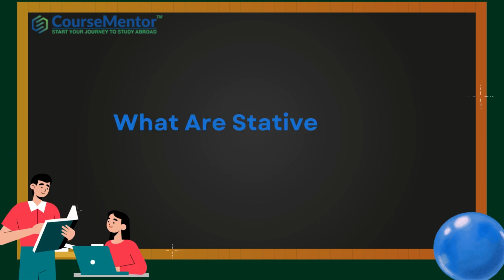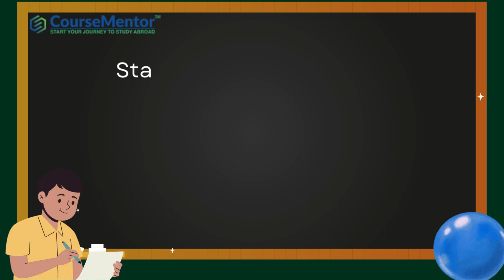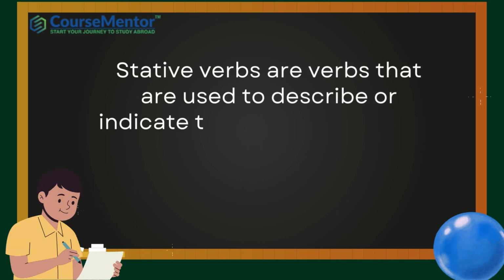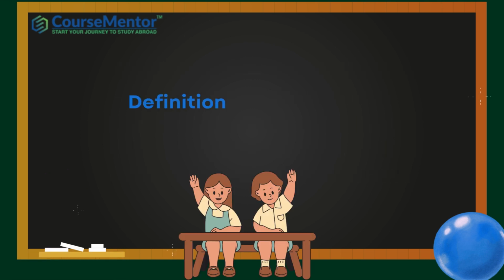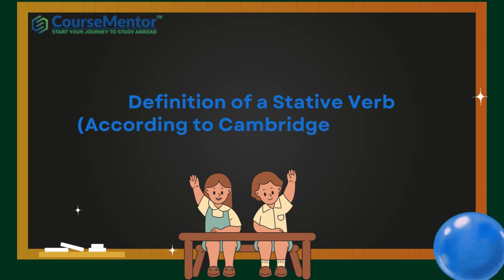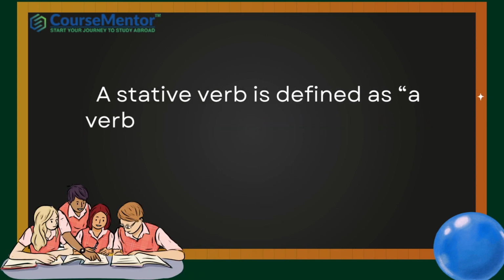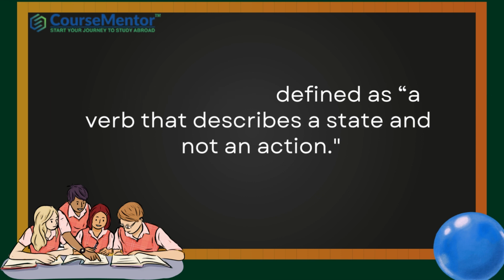Let's start with the definition. What are stative verbs? Stative verbs are verbs that are used to describe or indicate the state of being of a noun or pronoun that acts as the subject in a sentence. Here is another definition of stative verbs, according to Cambridge Dictionary. A stative verb is defined as a verb that describes a state and not an action.